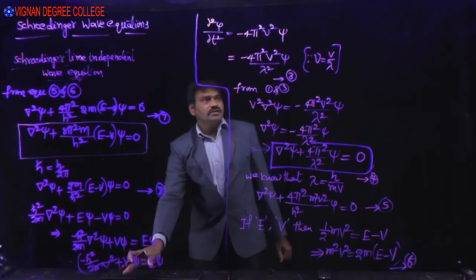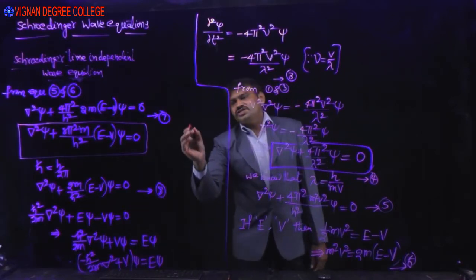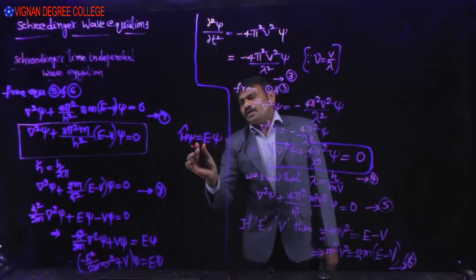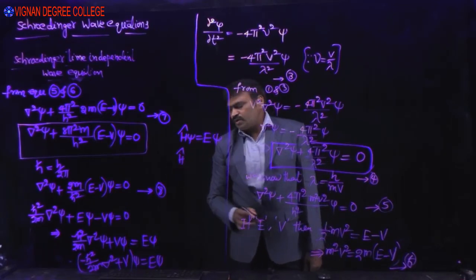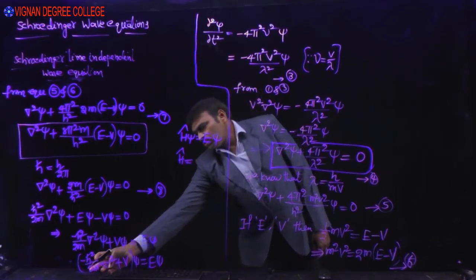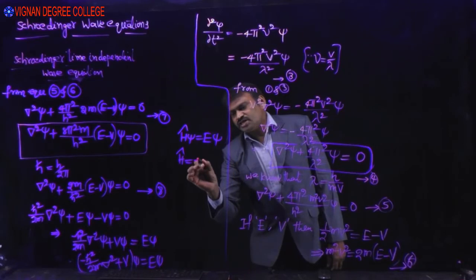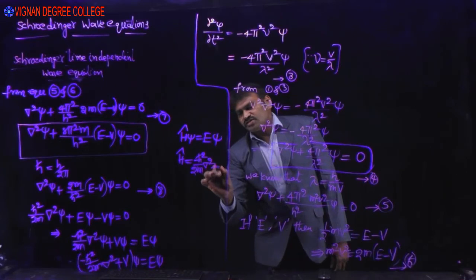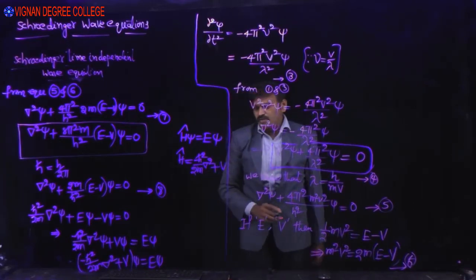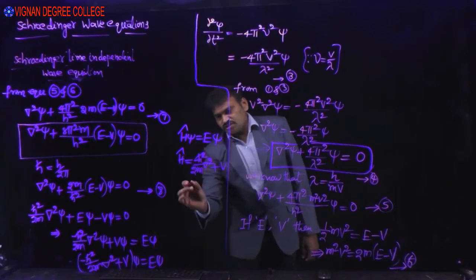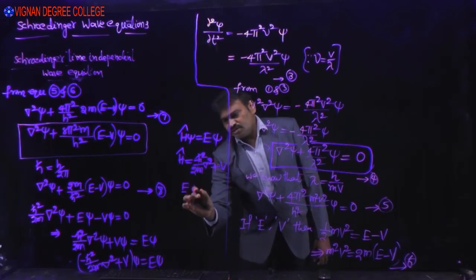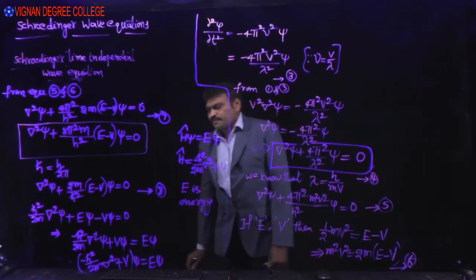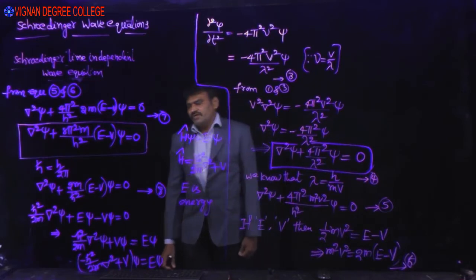So this equation is in the form of H psi is equal to E psi. Here H cap is the Hamiltonian operator. H cap is equal to minus h cut square by 2m into del square plus V, the Hamiltonian operator. E is the energy. So this is the Schrodinger time independent wave equation.